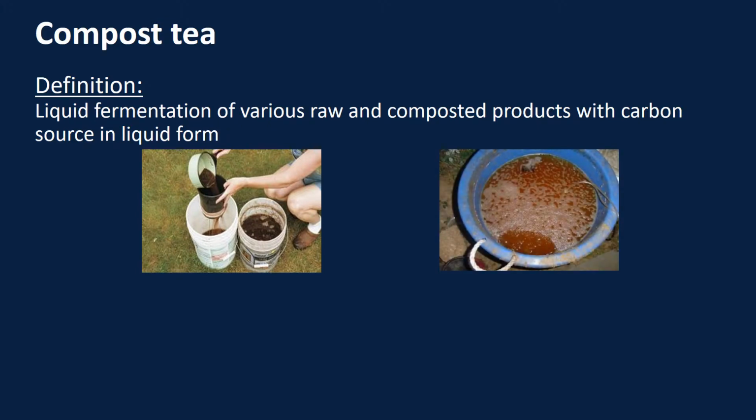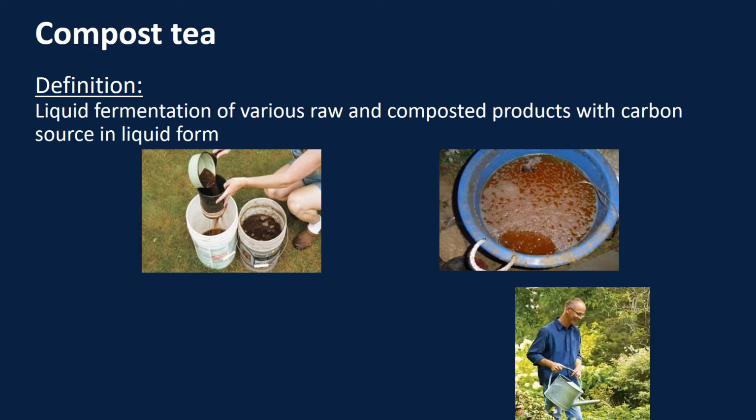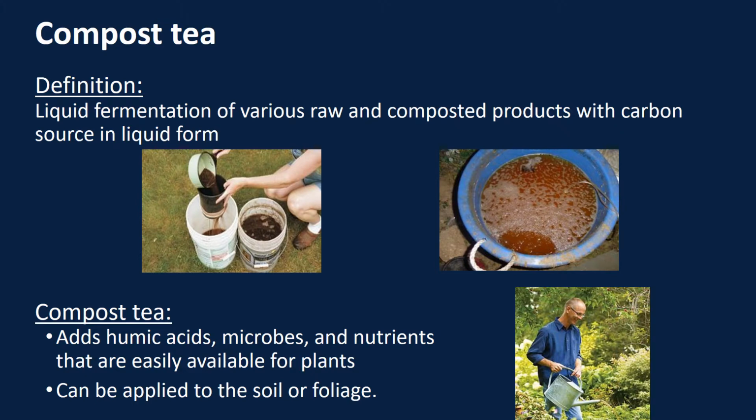Sometimes they aerate it to get the oxygen in there to help with the decomposition process. And once it's fermented long enough, they'll take it and apply it to either the soil or to the leaves. It's a really great source of several different things. Some of them are humic acids, has microbes, has nutrients. These nutrients are in liquid form, so they're easily available for the plants to take up, which is great. Plants love less work, so they're all for easily available nutrients.